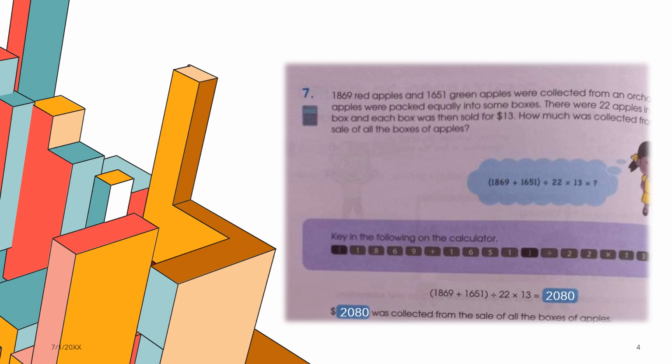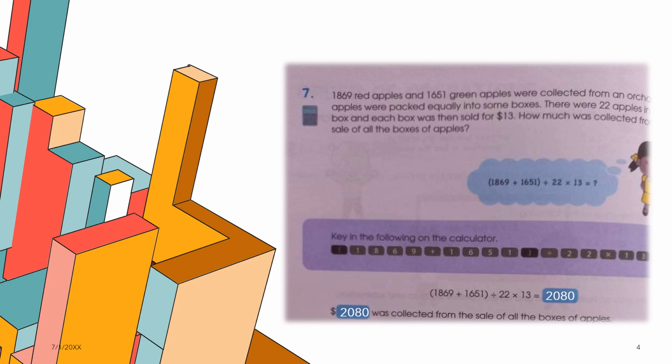So first of all, we have to add the red apples and the green apples. So our first expression is 1869 plus 1651. Now we have to find the amount of sale, for which we have to divide this total number of apples by 22, because we have a price of each box. So we have to find out the number of boxes, and by dividing total number of apples by 22, we can find the number of boxes, as there are 22 apples in each box.